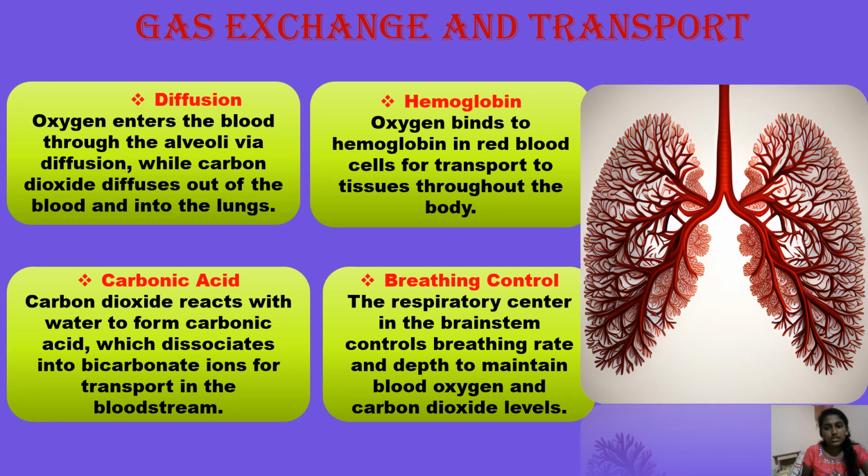Next is gas exchange and transport. Diffusion. Oxygen enters the blood through the alveoli via diffusion, while carbon dioxide diffuses out of the blood and into the lungs. And next is hemoglobin. Oxygen binds to hemoglobin in red blood cells for transport to tissues throughout the body. Carbonic acid. Carbon dioxide reacts with water to form carbonic acid, which dissociates into bicarbonate ions for transport in the bloodstream. Breathing control. The respiratory center in the brain stem controls breathing rate and depth to maintain blood oxygen and carbon dioxide levels.